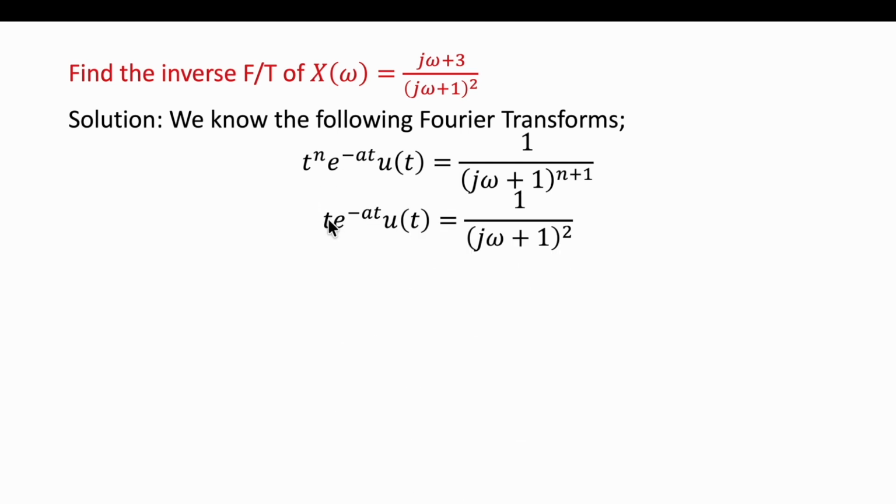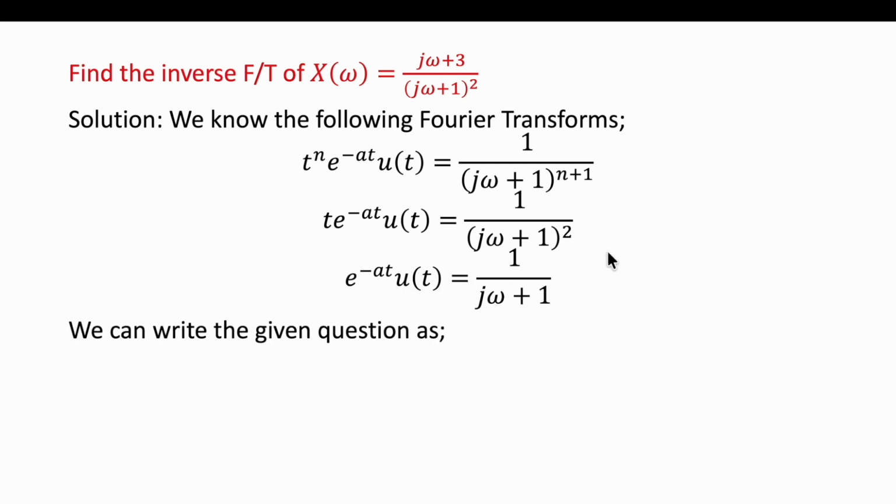Similarly, if the power of t is 1, t e^(-at) u(t) in the time domain can be written in the frequency domain as 1 over (jω + a)². So n is 1, that is why 1 plus 1, the answer is 2. Similarly, we can write e^(-at) u(t) equal to 1 over (jω + a). So using these properties, we can further simplify this question and calculate the inverse Fourier transform.